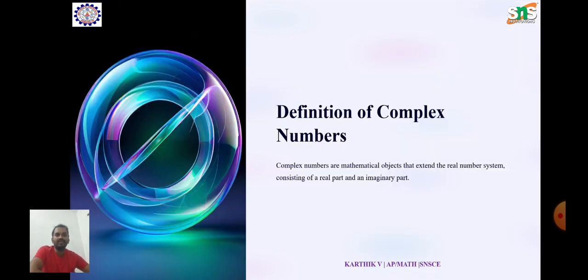Definition of complex number. Complex numbers are the numbers that extend the concept of real numbers by introducing the imaginary unit i, defined as i squared equal to minus 1. A complex number is typically expressed in the form a plus ib, where a and b are real numbers and i represents the imaginary unit.